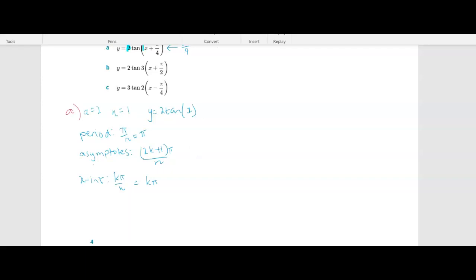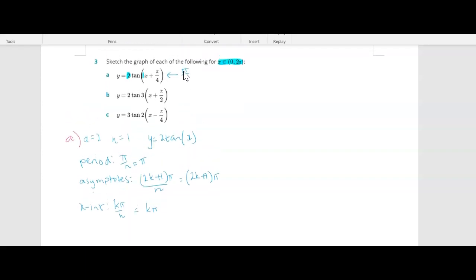With our asymptotes, I might write this in a different color. 2k plus 1 times pi, where n is equal to 1. We're going to substitute in different values of k. K doesn't have anything to do with your domain or your range. You just put in different values of k and then see what fits into your domain. We can always start at k equals 0, a good place to start because it's easy to substitute. When k equals 0, we have 2 times 0 plus 1, which is just 1.